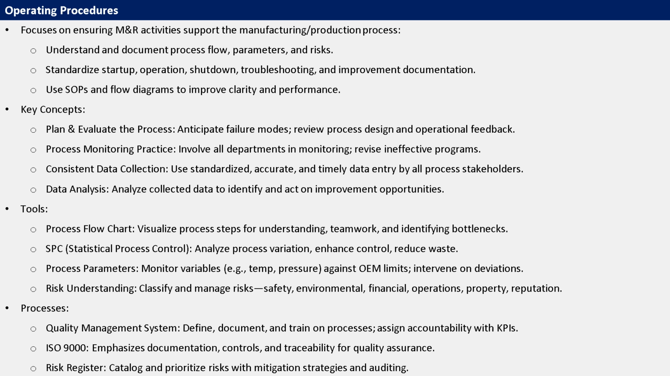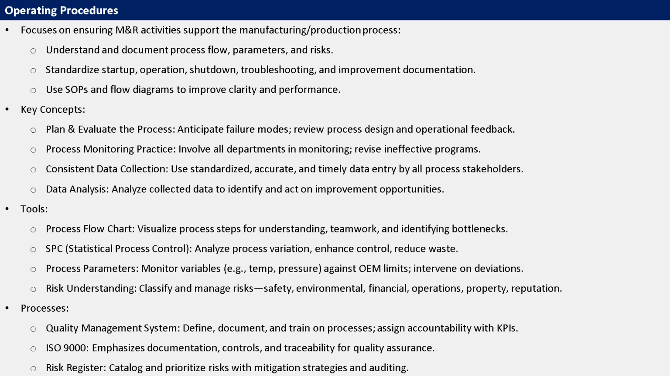Tools. Process flow chart. Visual tool to map out each step of the process, facilitating better understanding, teamwork, and identification of bottlenecks. SPC, statistical process control. Techniques to monitor and control process variation, ensuring quality control and reducing waste. Process parameters. Monitor critical operational variables, e.g., temperature, pressure, within original equipment manufacturer (OEM) recommended limits and intervene promptly when deviations occur. Risk understanding. Classify and manage various types of risks, including safety, environmental, financial, operational, property, and reputational risks.